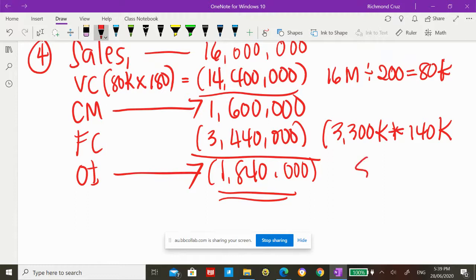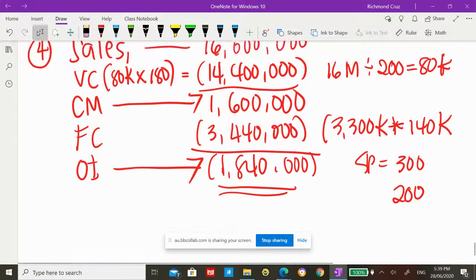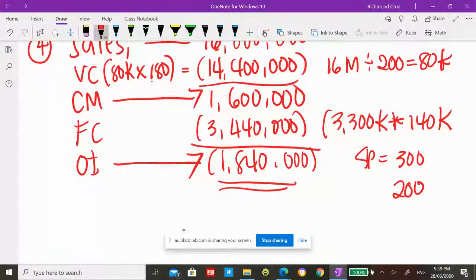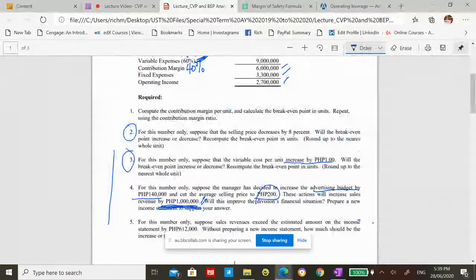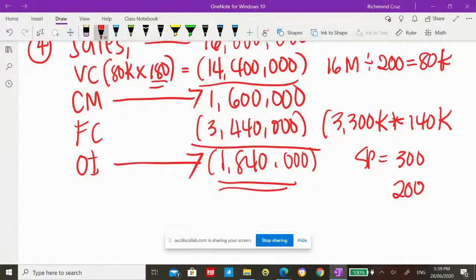Because our selling price from 300, we made it 200 only. Your variable cost is 180. Unless we change the cost of direct labor, direct materials, etc., we'll assume that the variable cost is still 180. It's just that our sales increased from 50,000 to 80,000. You sold 80,000.